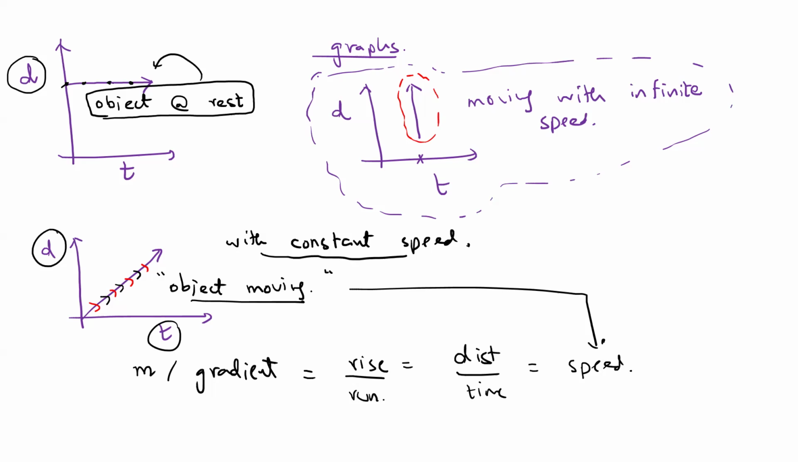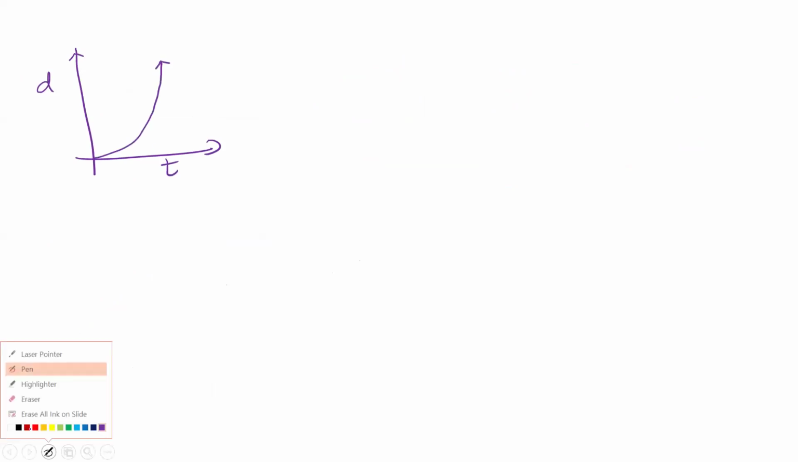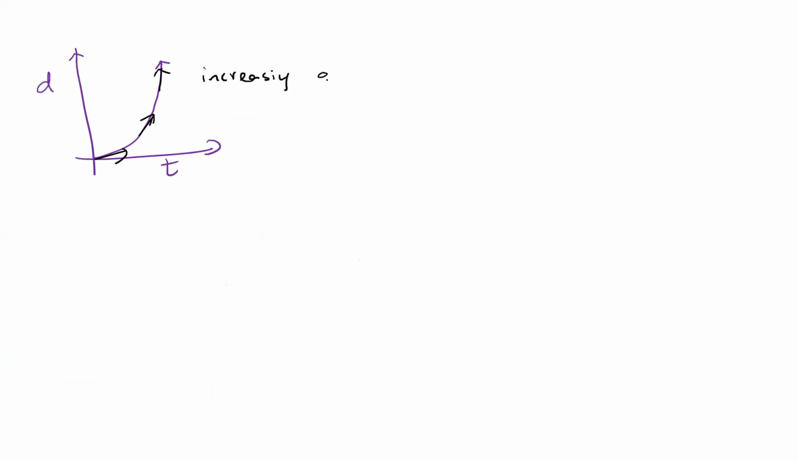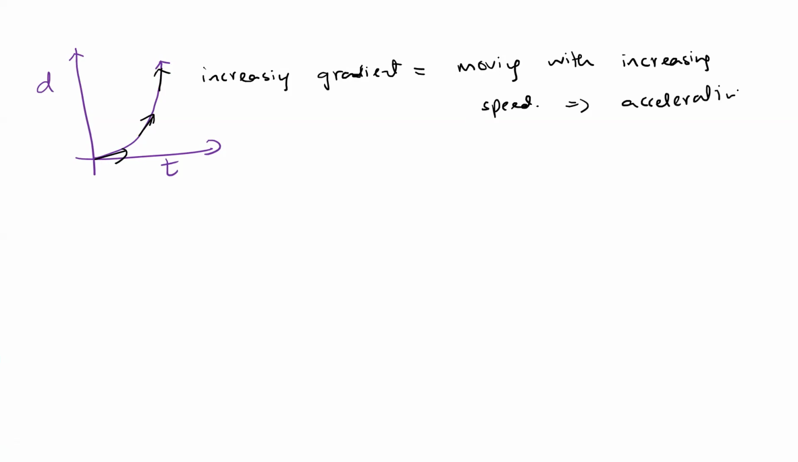Let's bring in a twist. If we have something like this, what happens now? What does that mean? So the first thing is, this is an increasing gradient, right? So the object here is moving with... what was the gradient of a distance-time graph? That was speed, right? So the object is moving with increasing speed. That means it is accelerating, isn't it? Increasing speed, change in speed.